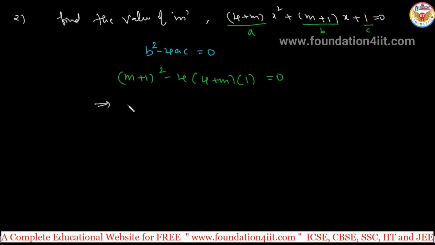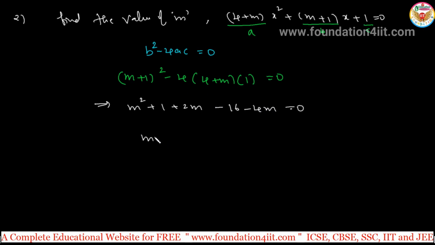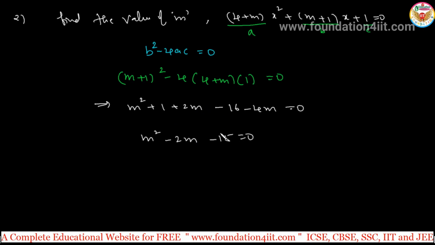Using the (a + b)² formula, (m + 1)² is m² + 1² + 2m. Next, minus 4 into 1 is minus 4 itself. So 16 minus 4 into m is minus 4m, equal to 0. Then m² + 2m − 4m − 2m + 1 − 16, which is minus 15, is equal to 0.